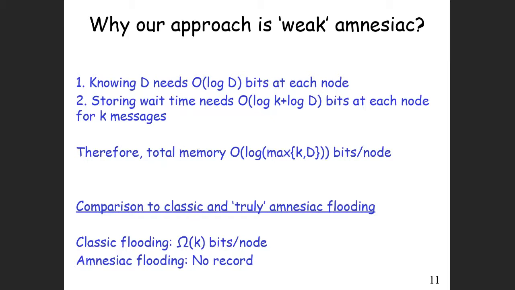When we compare to classic flooding, for k messages, classic flooding needs at least k bits per node to keep track of these messages, and amnesiac flooding needs no record. So we are somehow weaker than amnesiac flooding and stronger than classic flooding, because we reduce the memory requirement significantly. And compared to the dynamic amnesiac flooding variations studied, we reduce the time. In future, whether we can achieve this kind of result without knowing D, or maybe knowing a weaker parameter than D, is left for open future work.